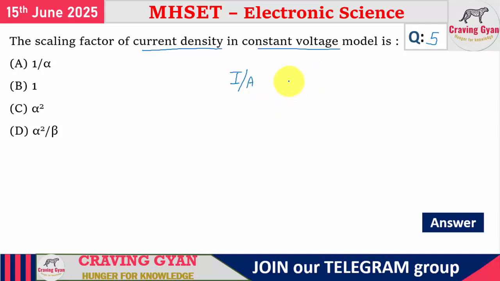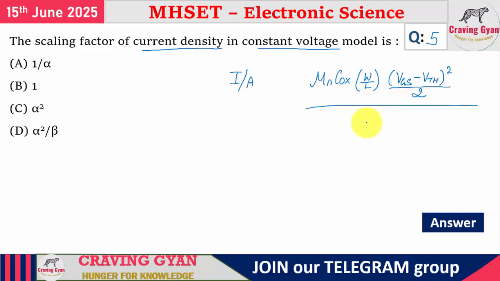Now look at the things. Current, you are going to write it as mu n times Cox into W by L into, let us assume we operate the transistor in the saturation region. In saturation, it is (VGS minus VTH) the whole squared, divided by 2. Look at things carefully. This VGS minus VTH is also referred to as the overdrive voltage, divided by area. Area you can take as length into width. Now, are you going to scale mu n? No. Cox? No.